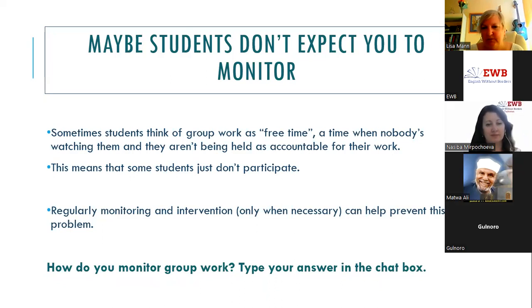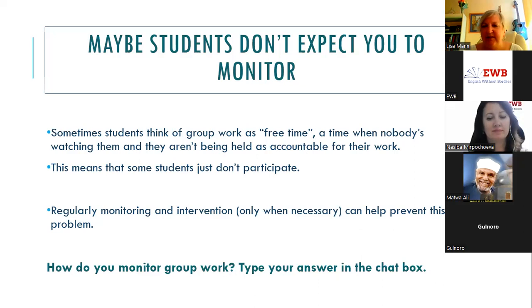Observing, Farouz, yeah, good. Visiting each group, thank you, Munira. Yes, visiting each group, good. Go around and check and help. Yeah, good, keeping time, yeah, good. Anything else?